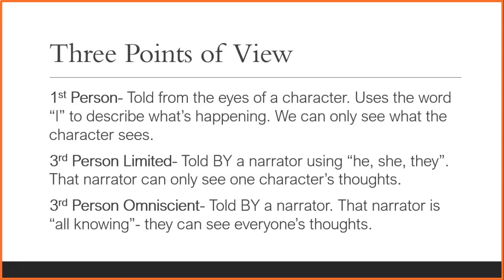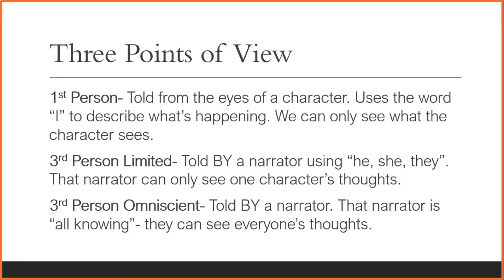First person is told from the eyes of a character. It uses the word I to describe what's happening, and we can only see what that character sees. Third person limited is told by a narrator who's not a character in the story, and they use he, she, or they. But the narrator can still only see one character's thoughts.